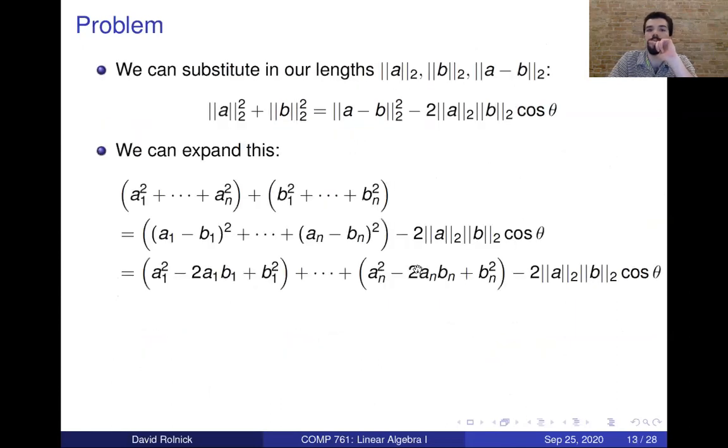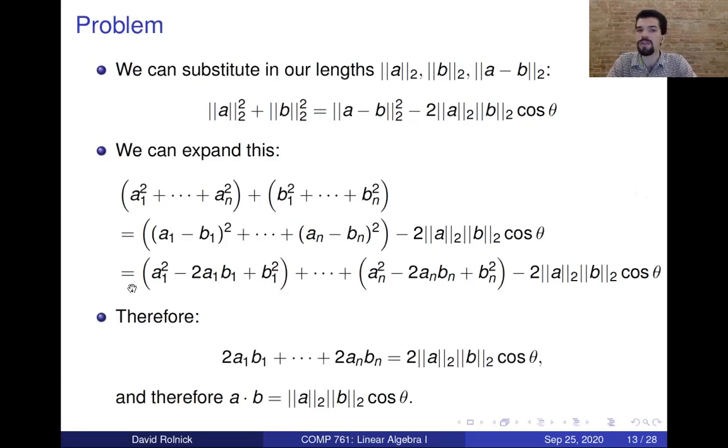Let's just expand that. The L2 norm of a is just the sum of the squares of the entries of a. The L2 norm of b is the sum of the squares of the entries of b. And likewise for the difference a minus b. If we expand this, we get this. And rearranging a little bit, you can get these squares and we get these products.